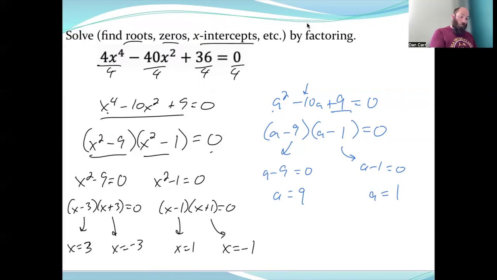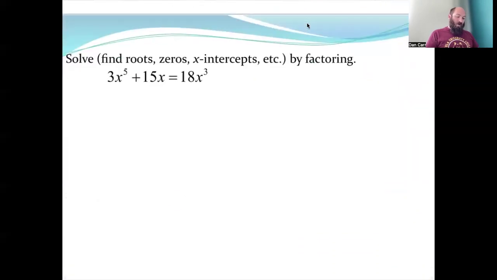But remember, if you graph this function, it's going to cross at 4 points: negative 3, 0; 3, 0; 1, 0; and negative 1, 0. So it's going to cross 4 times on the x-axis. Some more factoring we can do.